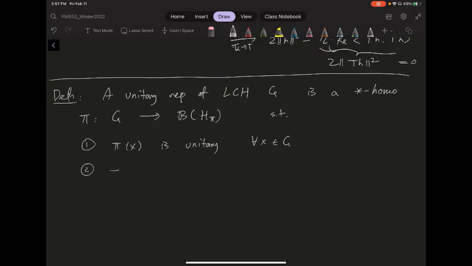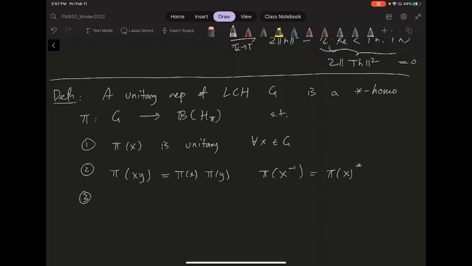And second, it is a homomorphism, so pi(xy) is equal to pi(x) pi(y). And if I consider pi(x inverse), well, it's going to be the adjoint, since the involution on B(H) is basically taking the adjoint. All right, so that basically explains the star homomorphism.